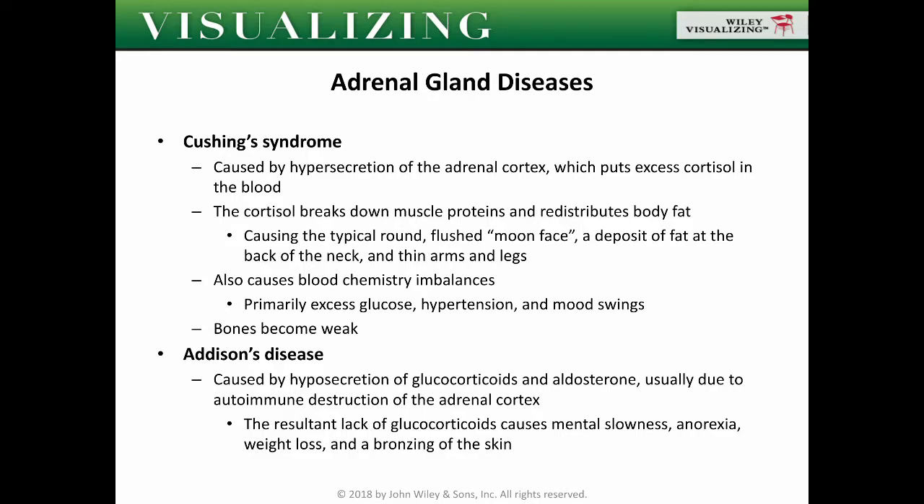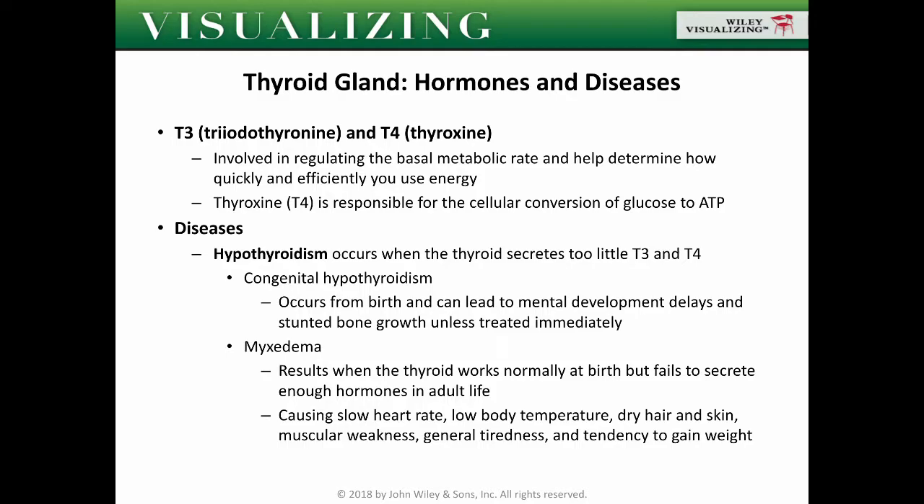In this case, the adrenal cortex is being attacked by your white blood cells. This ends, of course, in destruction of the tissue, so there will be a lack of tissue that will secrete the hormones. The resultant lack of glucocorticoids causes mental slowness, anorexia, weight loss, and bronzing of the skin. So that's Addison's disease. So that's for the adrenal gland.